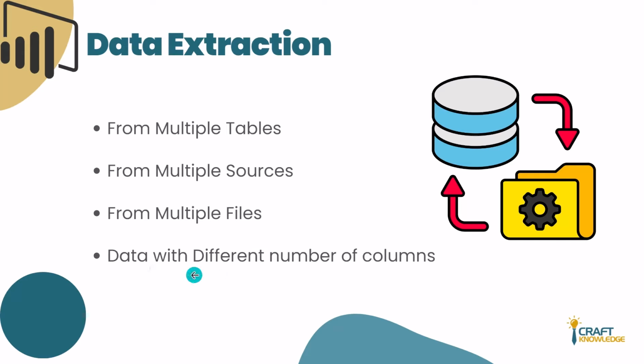And what if in the data we have a different number of columns? Let's say we have 10 files, and in those files the number of columns is different. Remember, I'm saying the number of columns is different, not the names of the columns. If the names of columns are different, then you have to change the names first. But if the number of columns is different, then how to combine such data?